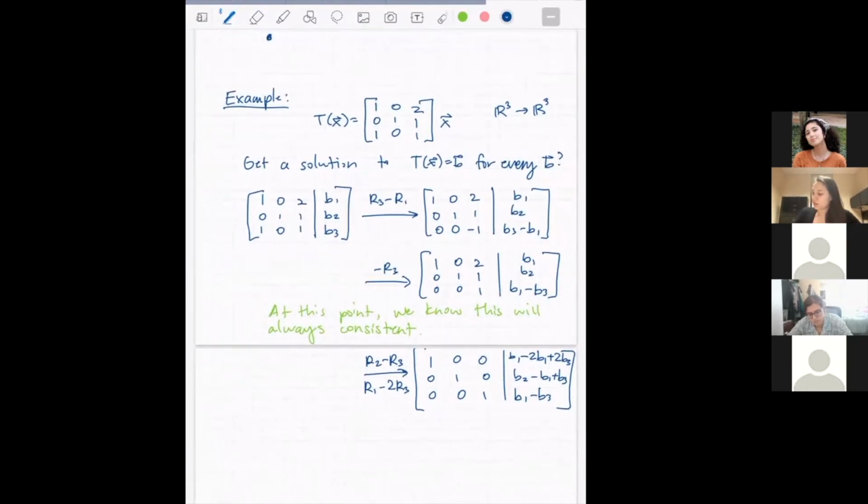Okay, so we can simplify this a little bit. So I'm just going to combine those, so I get negative b1 plus 2b3. We get b2 minus b1 plus b3 and b1 minus b3.